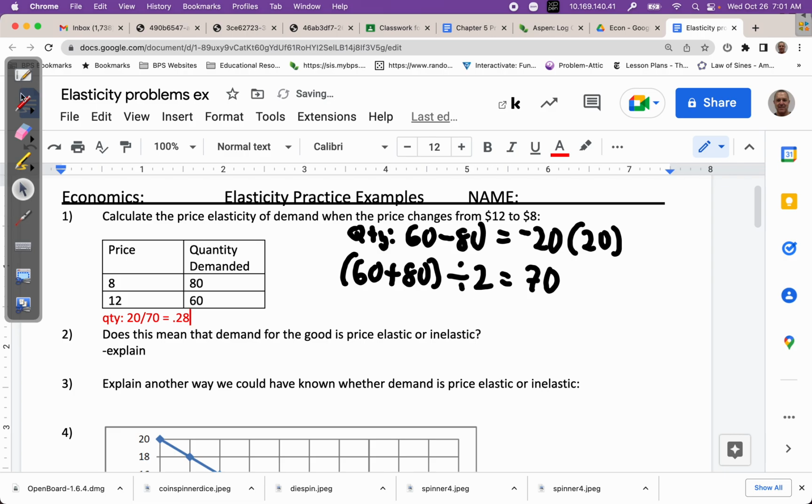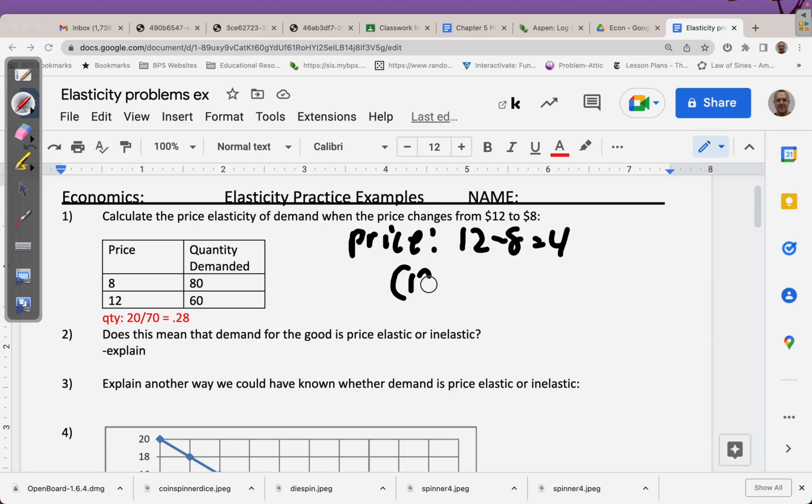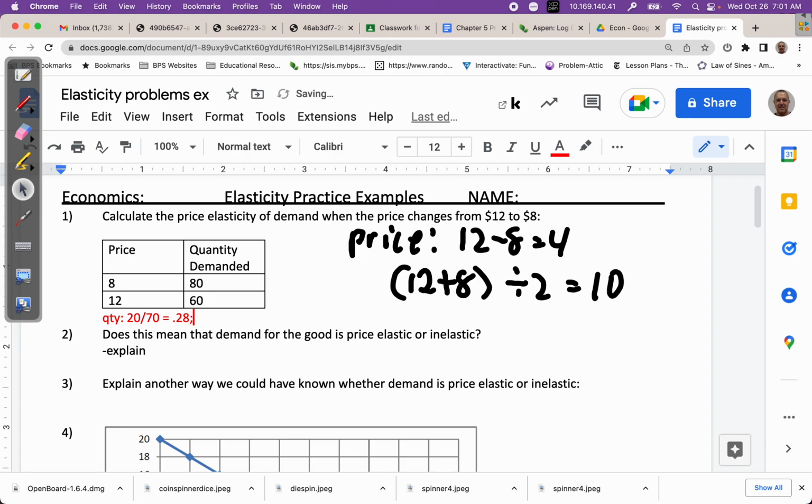All right, now we're going to take price. We're going to subtract 12 minus 8 is 4, and then we're going to do 12 plus 8 divided by 2, that's 20 divided by 2 is 10. All right, so that means our percent change in price is 4 out of 10, which equals 0.4.